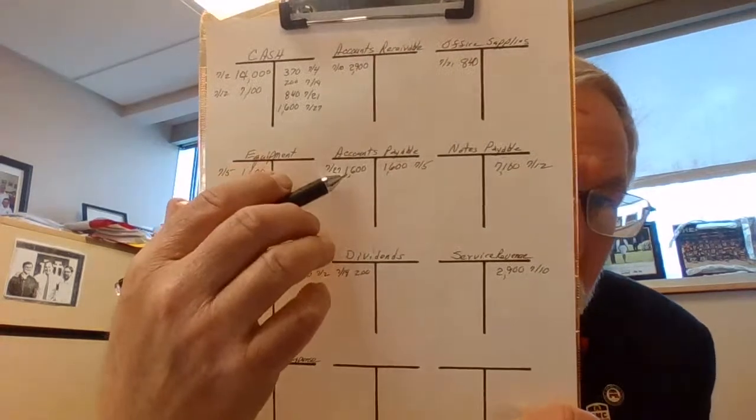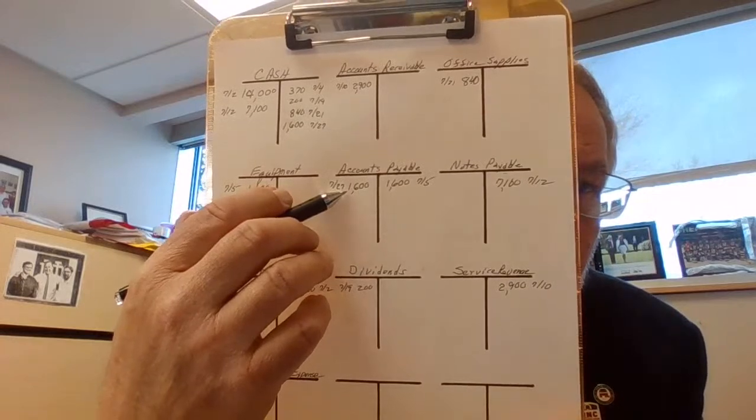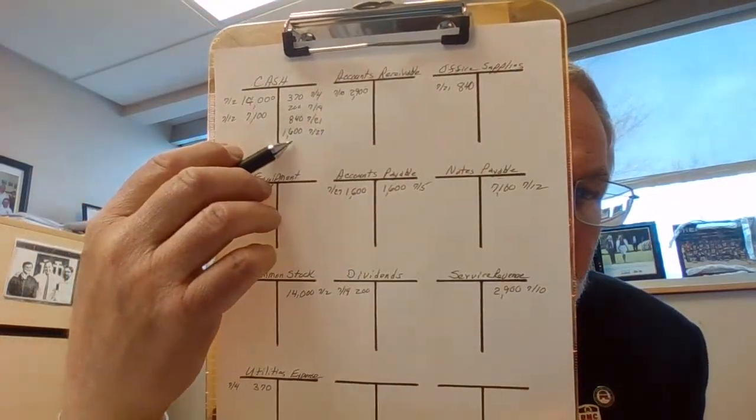And finally, we pay for the equipment that we got on July 5th. So accounts payable gets a debit because we're reducing it. We're making good on our promise to pay. We're satisfying that liability. And how do we do it? By giving them cash. So cash gets a credit. Okay, the accounts payable gets debited because we're paying it off. Cash gets credited because we're paying them with cash. All right.